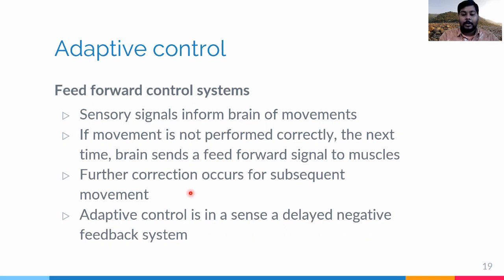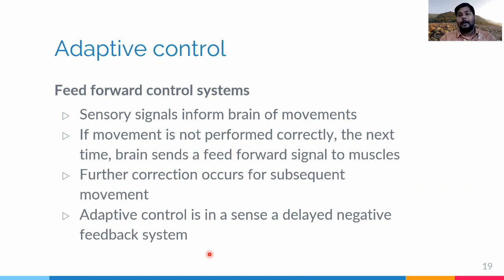Further correction occurs for the subsequent movement, and further correction still occurs in case the subsequent movement is also not correct. So this is essentially a feed forward mechanism in which the brain understands what was wrong and then performs effectively in order to catch the ball perfectly. Thus, in a sense, the adaptive control system is a delayed negative feedback in which, say, you were trying to catch the ball, but you were too fast in closing your hands. Next time, you will try to make sure that your hands stay open for a longer period of time so that you can catch it.